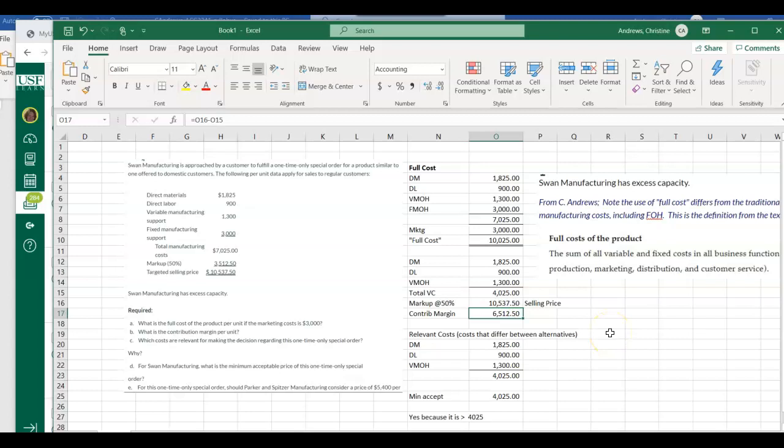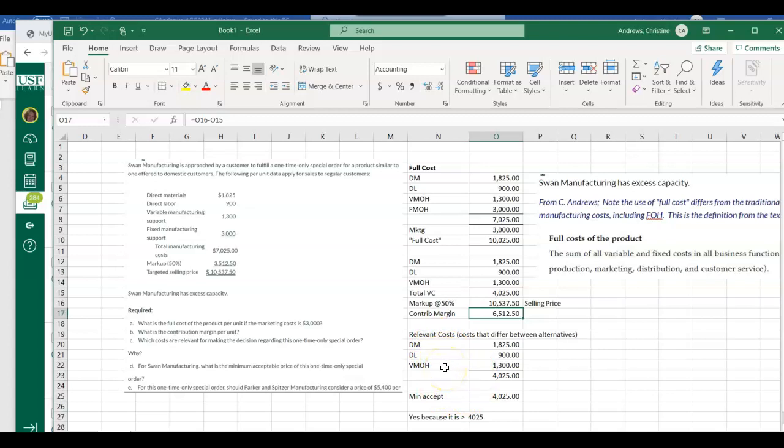Okay, this is actually a good problem. I think it's a hard problem, but it's a good problem because it integrates a lot of those concepts from other chapters. Which costs are relevant for making decisions? The relevant costs are the ones that are different. So if you do take the special order, marketing's not going to change, fixed overhead's not going to change, so those are irrelevant. The only thing that changes is direct material, direct labor, and the variable overhead.